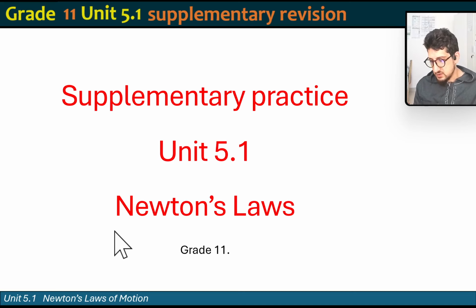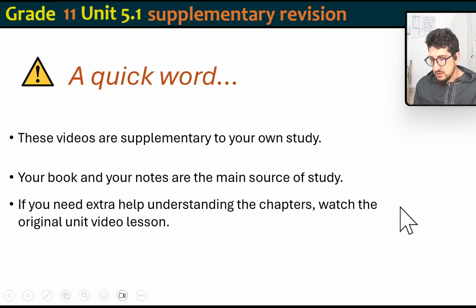Okay, so just a word before we start. First of all, just a quick word. So these videos are supplementary to your own study. So what that means is they don't replace the book, they don't replace your own notes, they don't replace any material that the teacher has given you. In my case, the booklets. Okay? Your book and your notes are the main source of study.